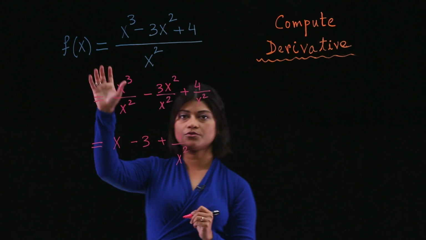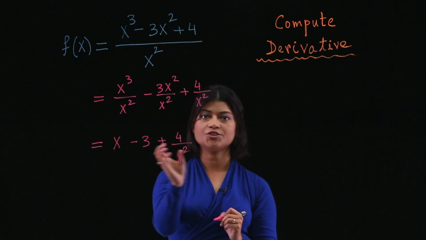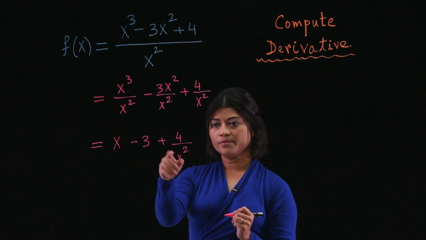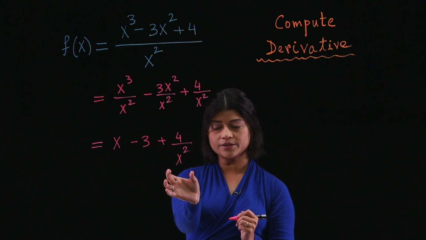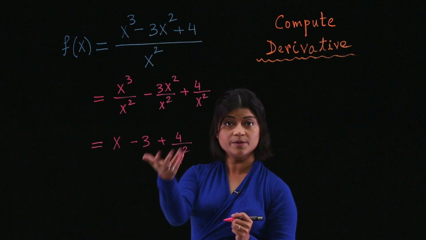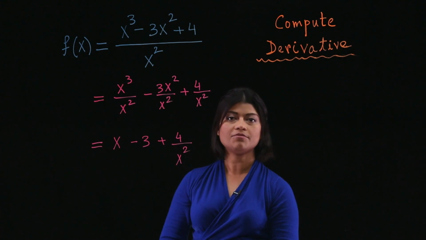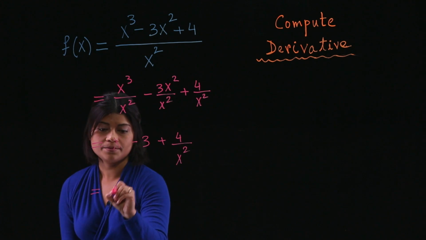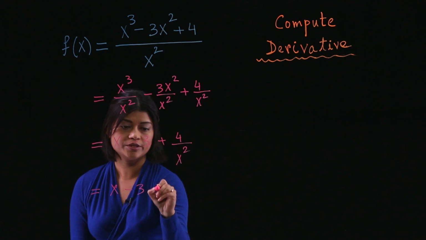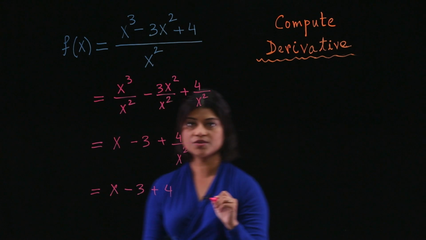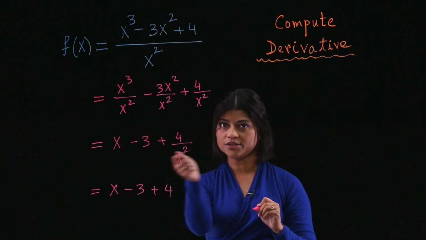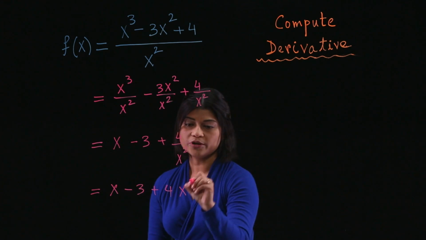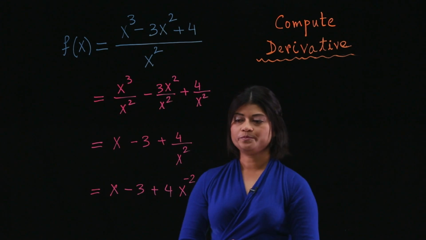So to compute the derivative, we can take the derivative of each term separately. Now notice that the last term has x squared in the denominator, so you can bring it in the numerator and simplify it a little bit more, so it'll be easier for us to evaluate the derivative later. So let's go one more step. You'll have x minus 3 plus 4 times x squared in the denominator, so you're bringing it in the numerator, therefore the exponent will become negative 2.